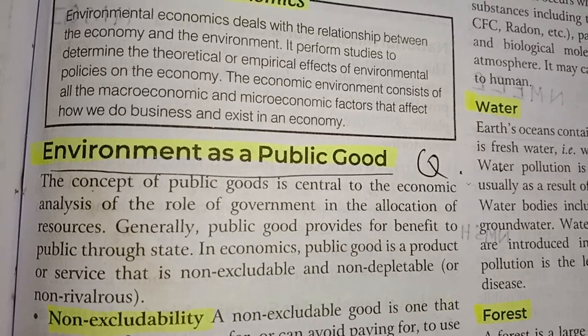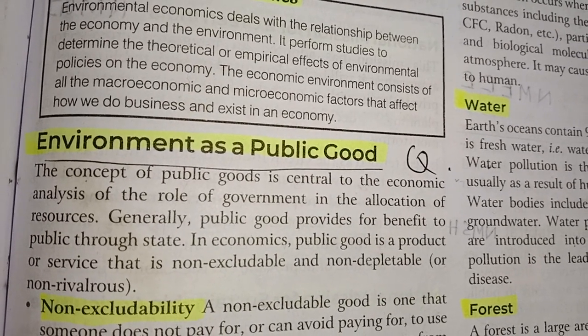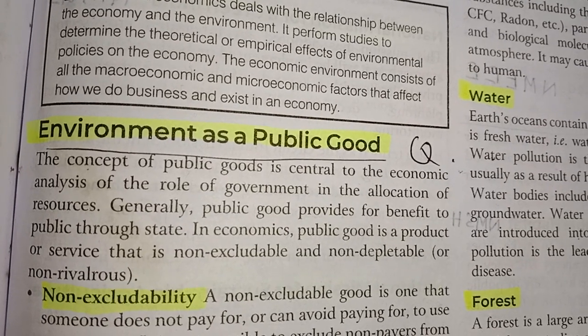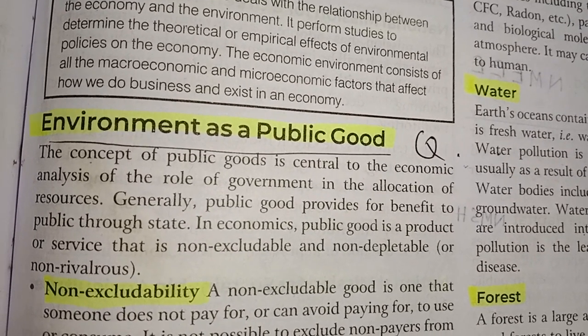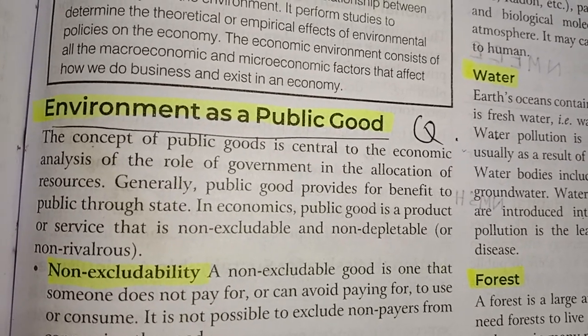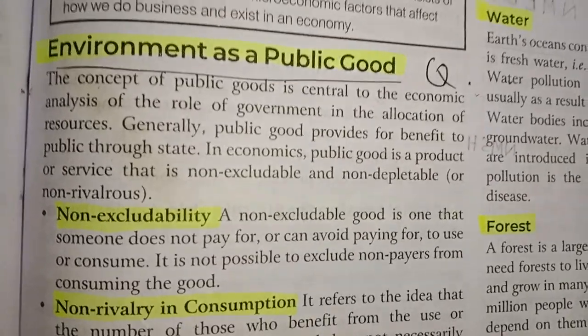Environment as a public good. The concept of public goods is central to the economic analysis of the role of government in the allocation of resources. Generally, a public good provides benefit to the public through the state. In economics, a public good is a product or service that is non-excludable and non-depletable or non-rivalrous.